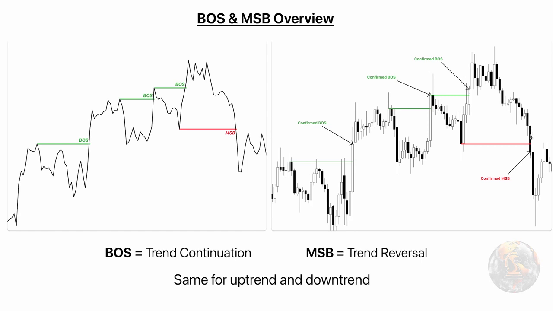And on the way down, when this candle closed below the red line, after it closes there, you mark it as a confirmed market structure break, denoting a trend reversal. So that's it. That's break of structure, market structure break, same for uptrend, same for downtrend. Now, in the next lesson, I will show you how to mark these, apply them, and use them on the charts to estimate trend reversals in real time.